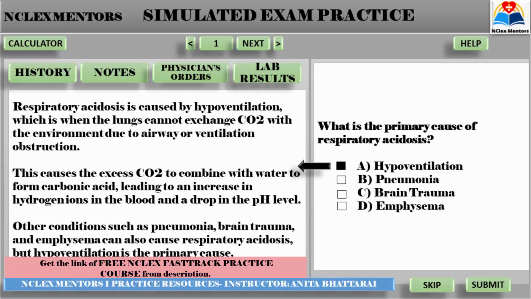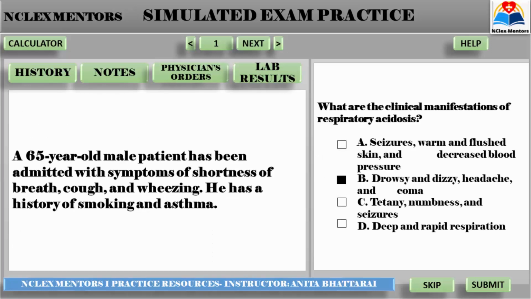Other conditions, such as pneumonia, brain trauma, and emphysema, can also cause respiratory acidosis, but hypoventilation is the primary cause. What are the clinical manifestations of respiratory acidosis? A. Seizures, warm and flushed skin, and decreased blood pressure. B. Drowsy and dizzy, headache, and coma. C. Tetany, numbness, and seizures. D. Deep and rapid respiration.